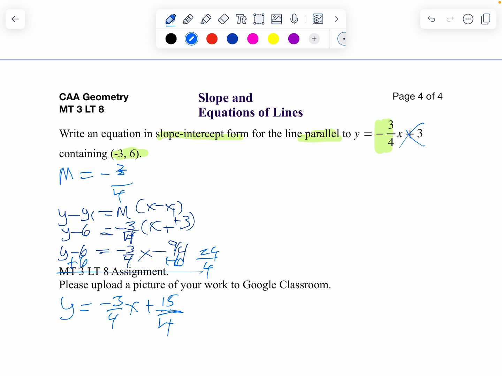Now, no one says you have to do it this way, though. That's point-slope. It says slope-intercept. You could have just as well used your slope-intercept equation to do it. So in other words, I'm going to show you two different ways to do this problem, and you get to pick which way you want to do. So we'll substitute my point for x and y, and I'll solve for b. So y is 6. m doesn't change. It's still negative 3/4. And then x is negative 3.